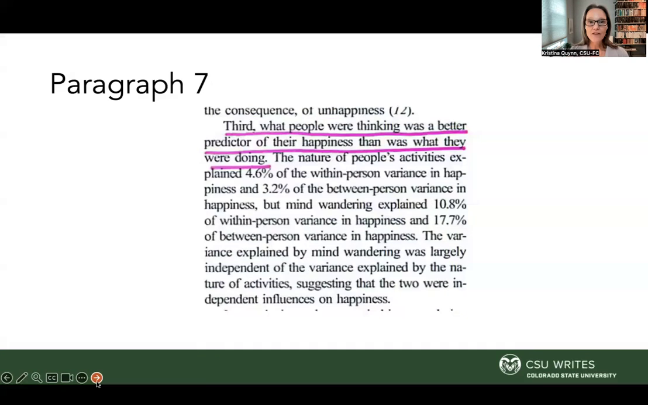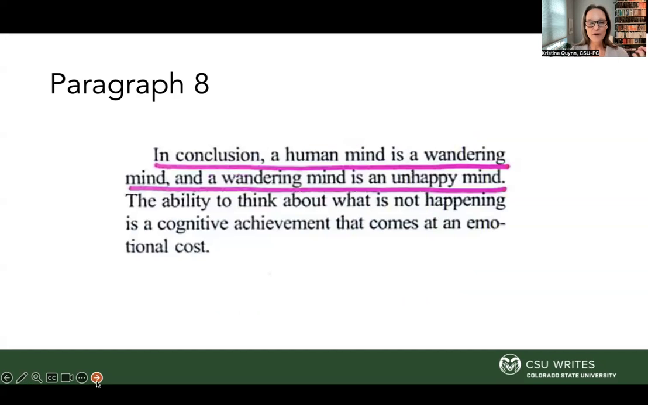Paragraph 7, third, what people were thinking was a better predictor of their happiness than what they were doing. So thinking versus doing for predicting happiness. And there's a paragraph 8, which is the conclusion. In conclusion, a human mind is a wandering mind, and a wandering mind is an unhappy mind.